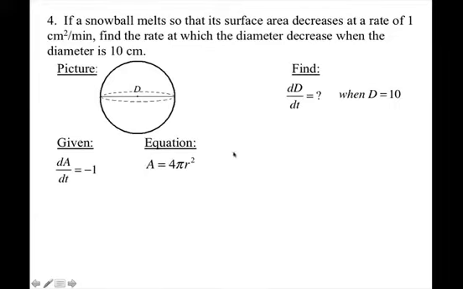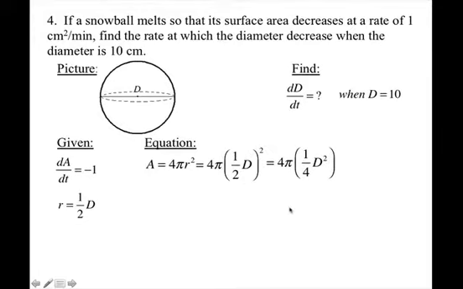So I need the surface area formula for a sphere, which is 4 pi r squared. And in order to find r, I know that r is half of d. So I need to rewrite this in terms of d because I don't have a dr/dt anywhere around here, but I do know I need to find dd/dt. So I rewrite r in terms of d so that I now have 4 pi times (1/2 d) squared. Do some simplifying to get pi d squared.